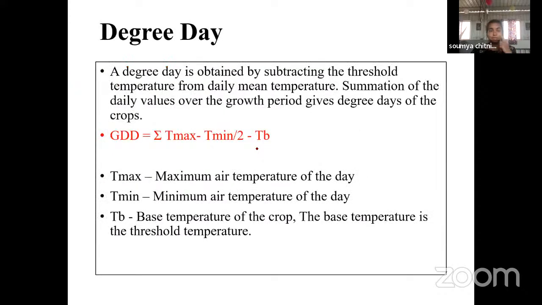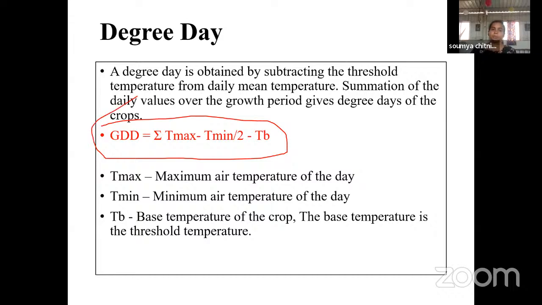And the next part is degree days, which is very important. A degree day, or heat unit, or growing degree day. This formula you must have seen: (T maximum plus T minimum) by 2 minus the base temperature. Base temperature is the one below which there is no growth of the plant. We call this the threshold temperature. The base temperature for kharif crops is usually between 10 to 12 degrees Celsius, and for rabi crops it is usually between 4 to 6 degrees Celsius. So that is the base temperature.